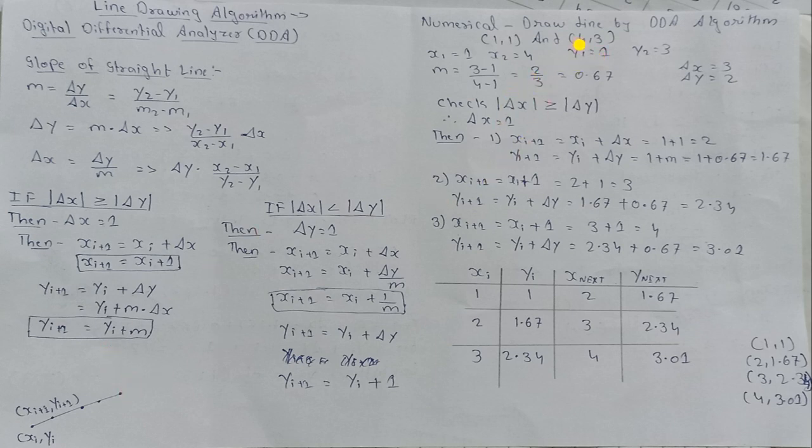So whatever the line will be there, from the first coordinate points we have found the last coordinate points. This is how we are going to find out the line using the DDA. I have just written here: 1 comma 1, 2 comma 1.67, 3 comma 2.34, 4 comma 3.01. Don't be confused. After that we have to plot the line on the graph, the Cartesian plane. Just make it a Cartesian plane and draw the line using these points, that's it.